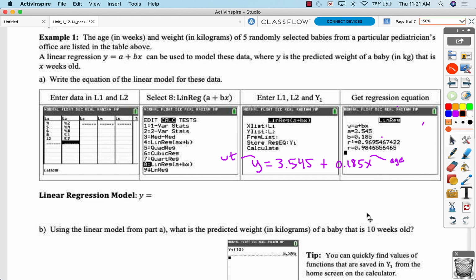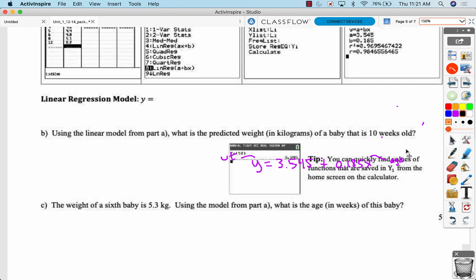So they wanted me to write this here. They have a couple tips, and I'm not going to worry about those tips too much. So 3.545 plus 0.18.